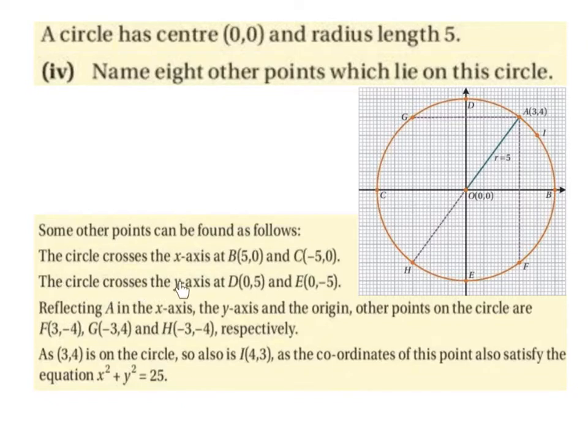The circle crosses the y-axis at D, 0, 5. So there's the point D, 0, 5. And E, 0, minus 5. So these are the y-intercepts, the points at which it crosses the y-axis.